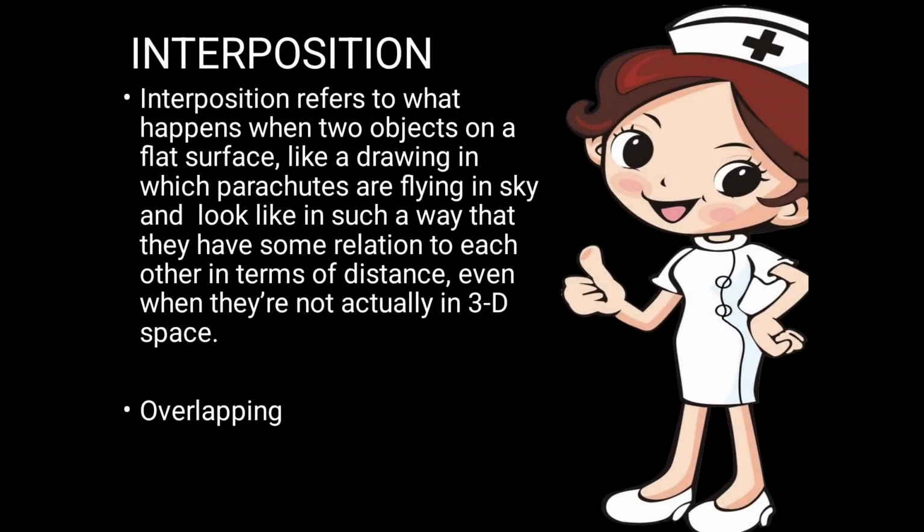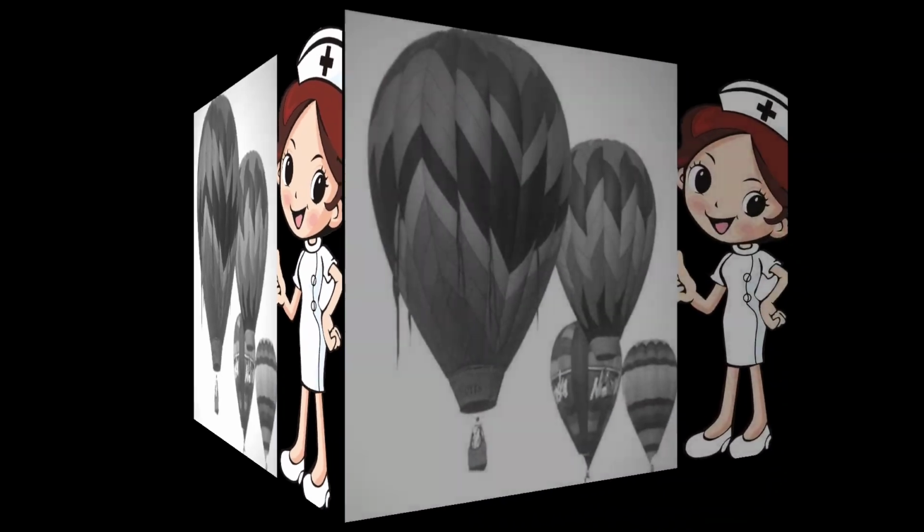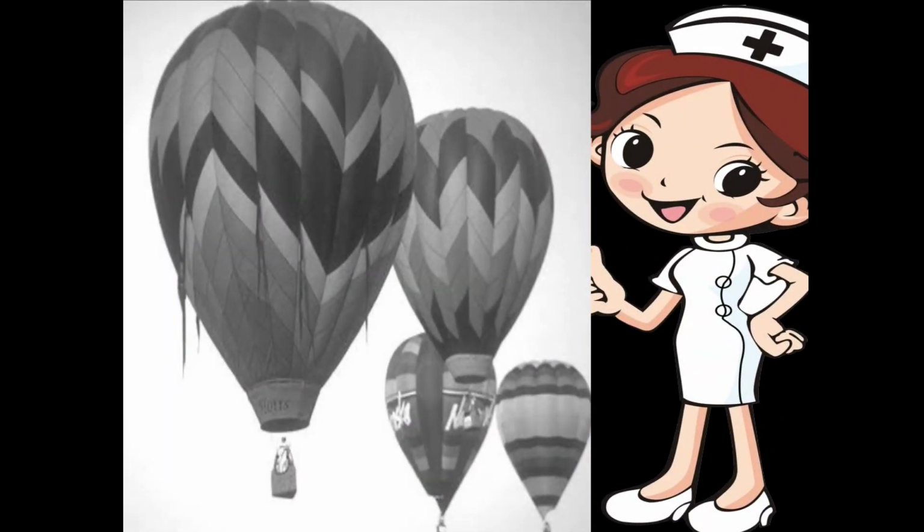Next one is interposition. Interposition basically means overlapping. When one thing gets overlapped by another object, that means interposition. So we get to know the distance, how far away it is, which one is at the front and which one is at a distance. Interposition refers to what happens when two objects are on a flat surface. Here the two objects are always on a flat surface, like a drawing. Let's see an example. This is a drawing in which parachutes are seen.